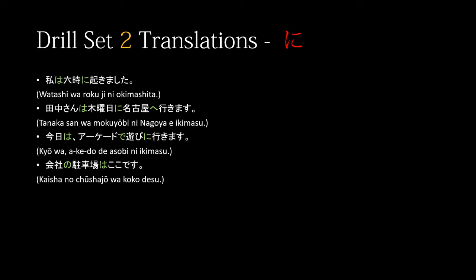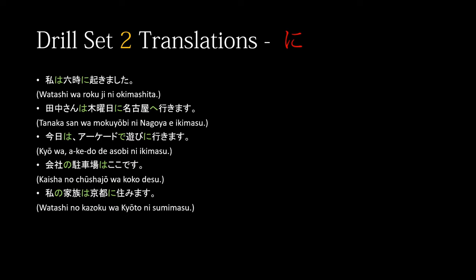Our fourth sentence, 会社の駐車場はここです. Once again, we see the textbook and primary usage of no and wa. No establishes the ownership here between kaisha and chushajo, meaning the company's parking lot. Wa creates the topic out of them, and after that we have a brief description to further complete the sentence, meaning that the company's parking lot is here.